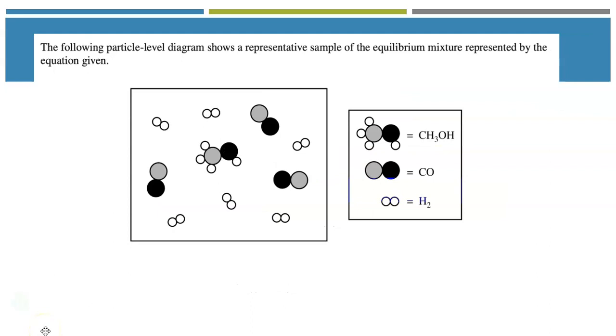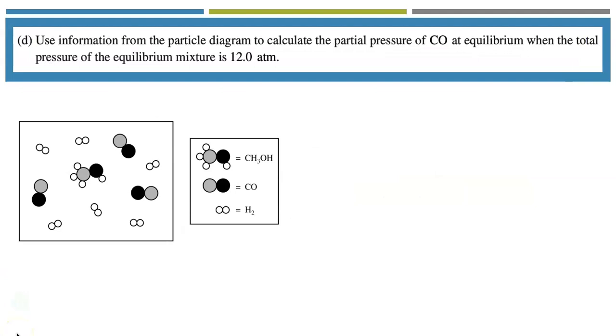Of course, there's more to the problem. The following particle level diagram shows a representative sample of the equilibrium mixture represented by the equation that we've been working with. Part D says, use the information from the particle diagram to calculate the partial pressure of carbon monoxide at equilibrium when the total pressure of the equilibrium mixture is 12.0 atmospheres.